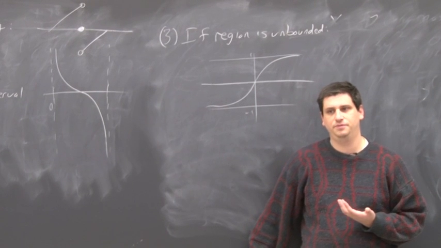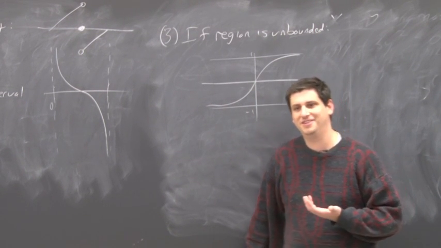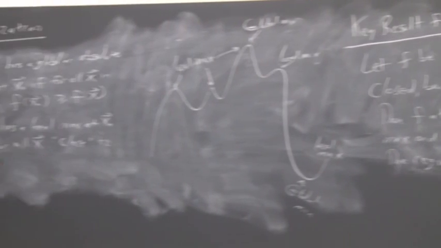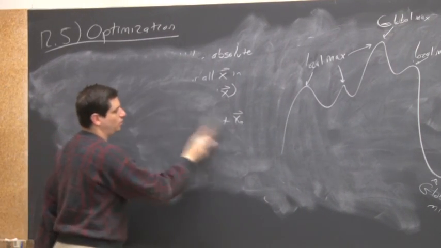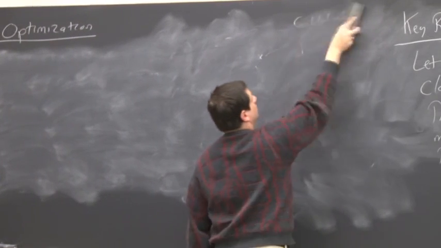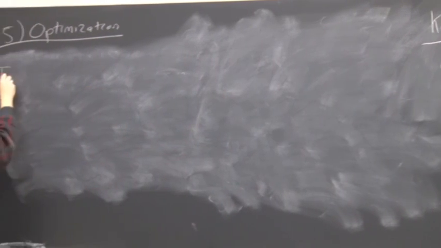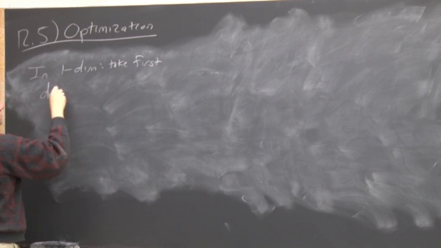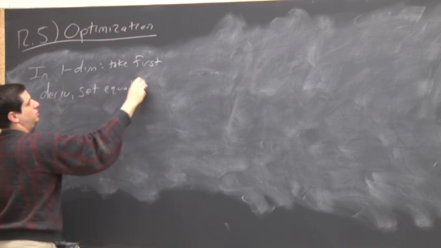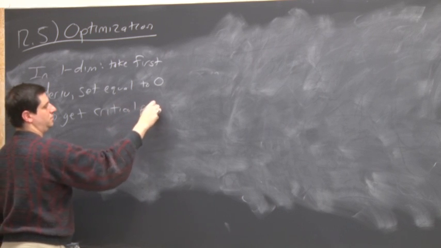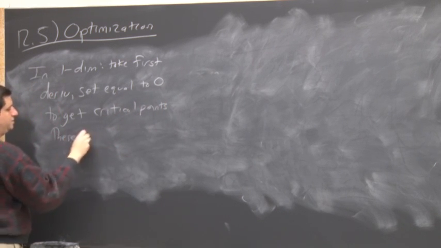All right. So before we do anything in several variables, what do we always do? Do it in one. Right? So let's go back and let's review Calc 1. In Calc 1, you found maxima and minima. So how did you find maxima and minima in Calc 1? In one dimension, take the first derivative, set it equal to 0 to get critical points. These are the candidates.